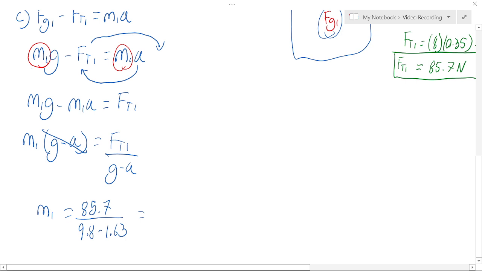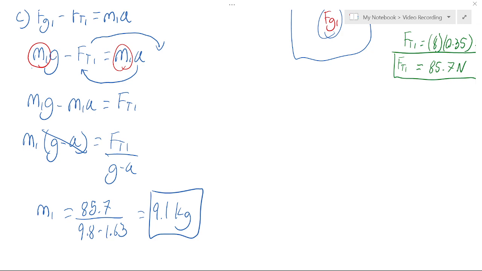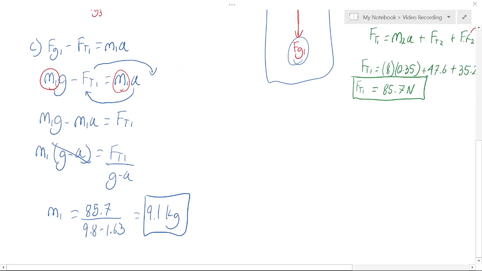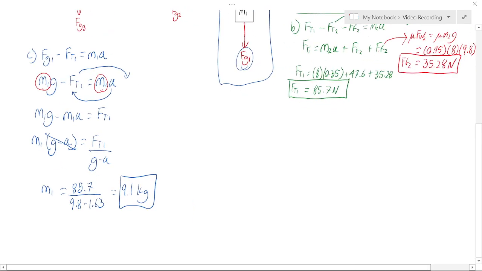And we have here M1 is equal to 9.1 kilograms. Okay, so that is the amount of mass that is hanging off the table given everything else we found. Given the amount of tension and the acceleration, that must be the amount of mass hanging off the table.